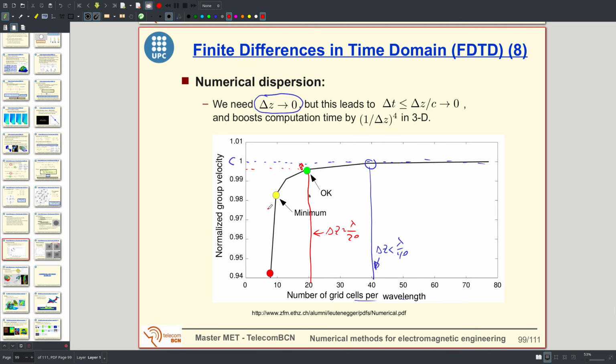If we need to use a coarser sampling, with fewer samples to reduce the computational cost, we can survive with 10 samples per wavelength, that is sampling lambda over 10. This is not very good, but well, it's the minimum we can use, and less than that we shouldn't use. In finite difference time domain, lambda over 20 is commonly the best choice, because it's a good compromise between accuracy and computational cost.